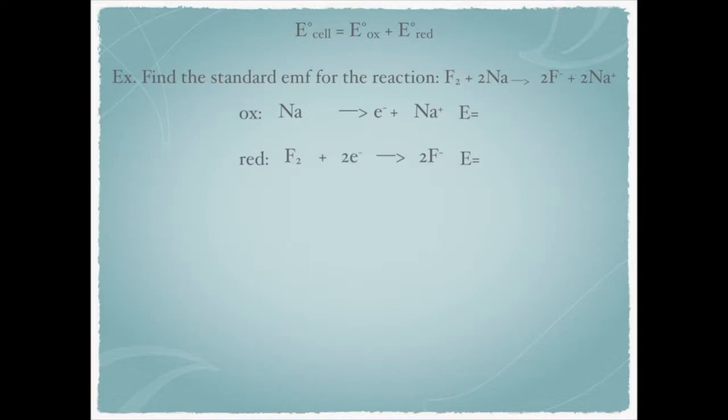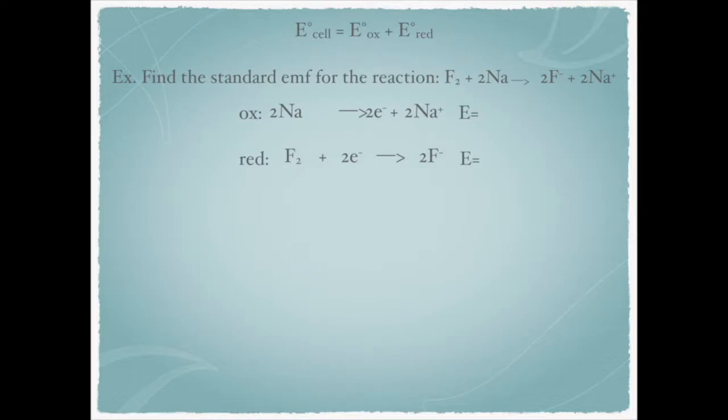And so my next task when I'm balancing this is to make sure that my electrons are balanced, like what we did previously. So I've got to take that entire sodium oxidation reaction and multiply it by 2. So I have 2 electrons there, 2 sodiums there, and 2 sodium ions there.